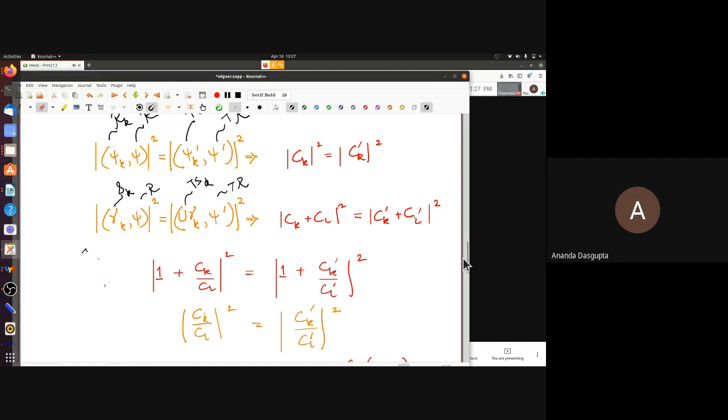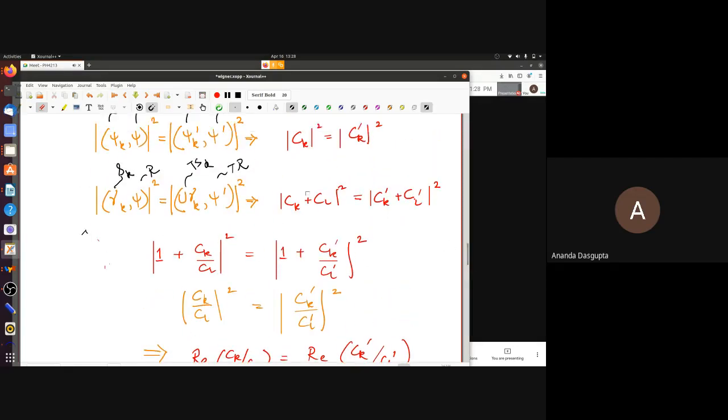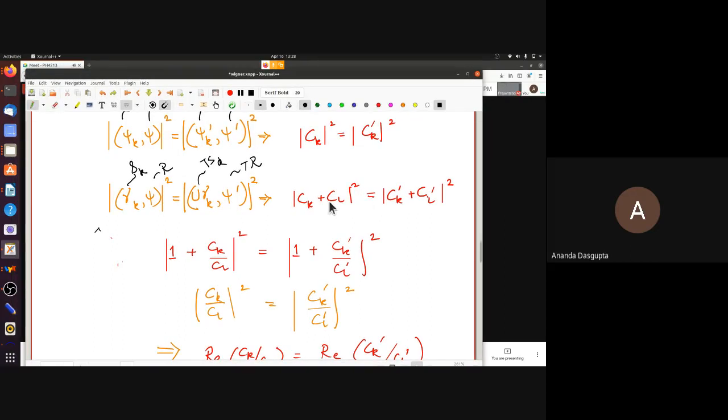This is now just simple geometry of complex numbers. Since Cl mod square is the same as Cl prime mod square, if you divide the two, you can easily get this result, right? 1 plus Ck by Cl mod square is 1 plus Ck prime by Cl prime mod square. This follows simply by dividing both sides by the fact that Cl mod square is the same, and this, remember, is true for all k, including l. So that's what we have done here.